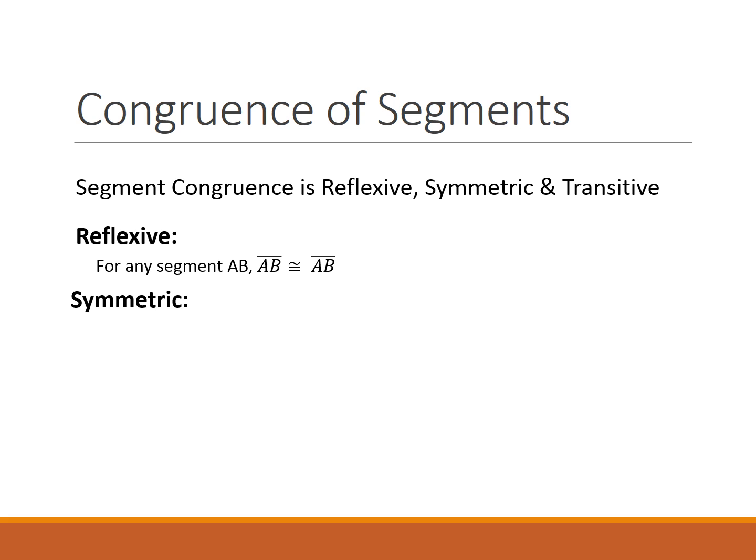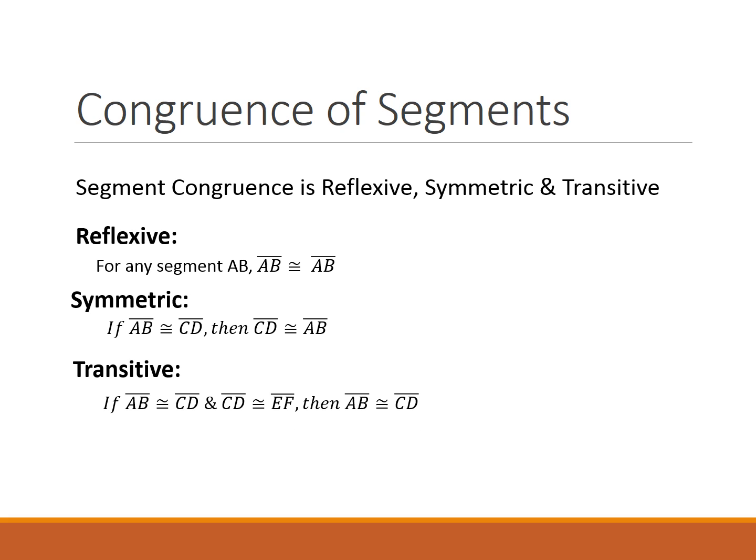Symmetric. This one is if AB is congruent to CD, then CD is congruent to AB. Transitive. If AB is congruent to CD and CD is congruent to EF, then AB is congruent to EF. See? Just like the other ones, but now it's congruence.